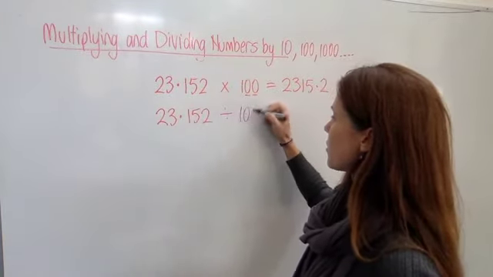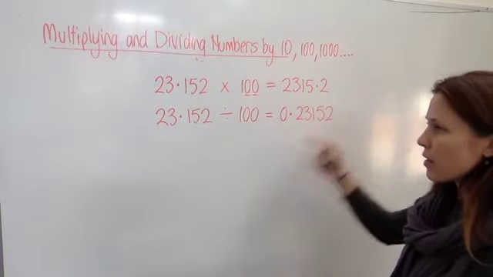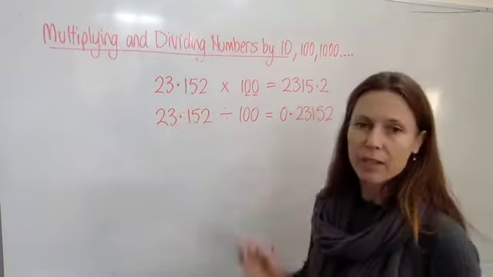Now, if we have a number that doesn't have any whole digits in it, we often put a 0 before our decimal place. We've got 0.23152. Notice I just put all of the digits down in the order that they appeared in the question in my answer, because the only thing that's moved really is the decimal point.